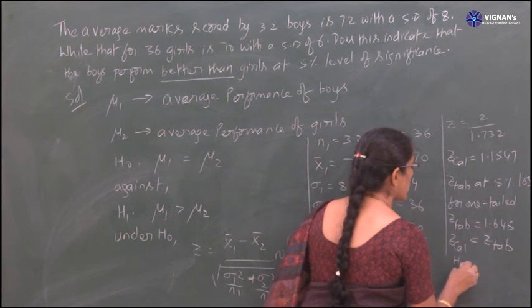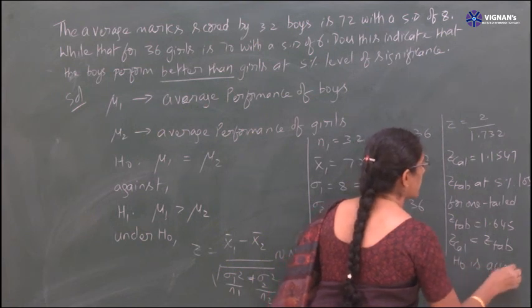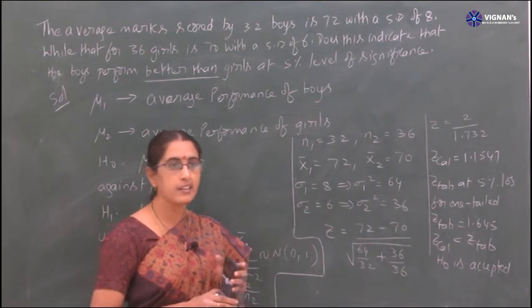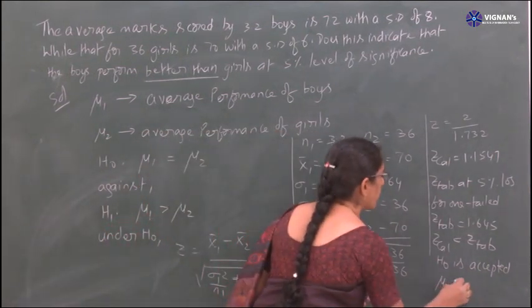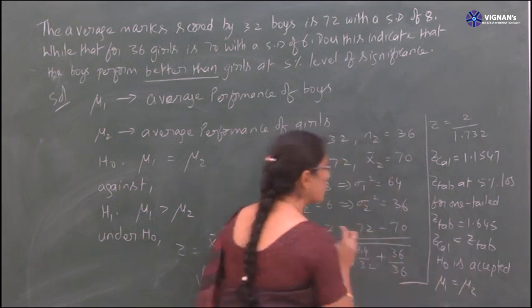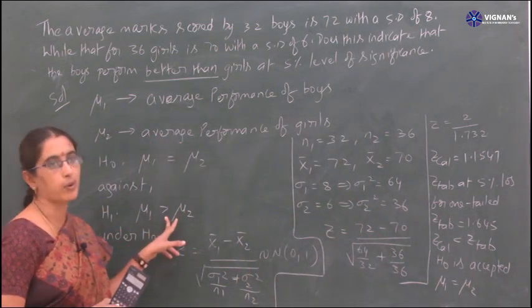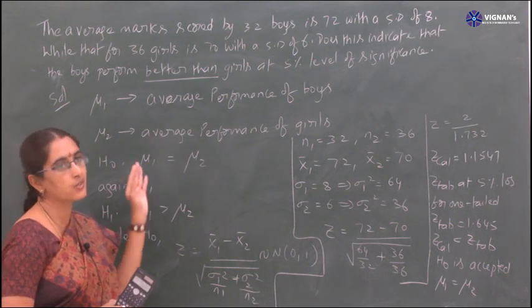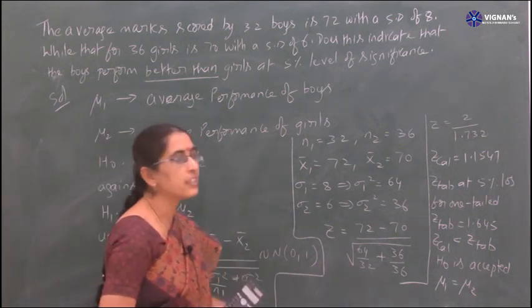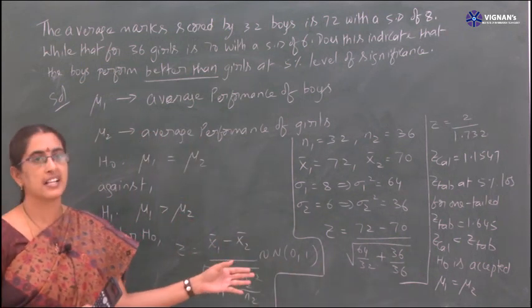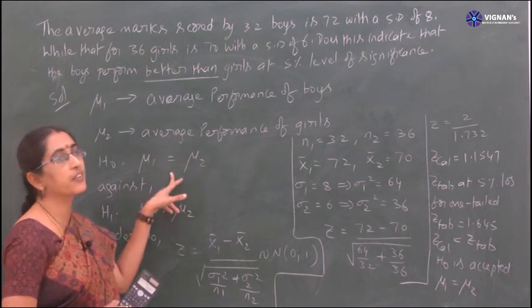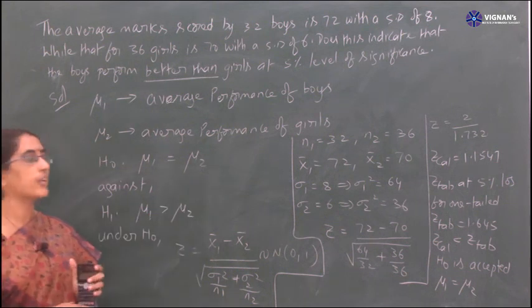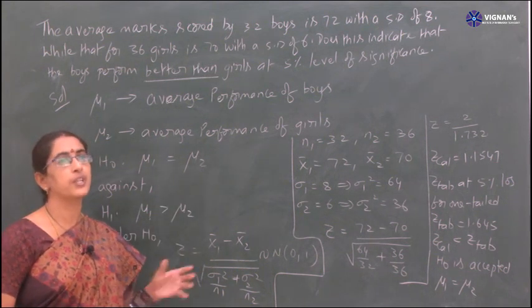So H0 is accepted. H0 is accepted means there is no significant difference between the average marks of boys and girls. So that means mu1 equal to mu2. So we are rejecting the alternative hypothesis. That means the claim that the average performance of boys is better than girls is rejected. So the final conclusion is H0 is accepted: there is no significant difference between the average marks of boys and girls. They are equal. With this, we have completed the last sample test for difference of means.